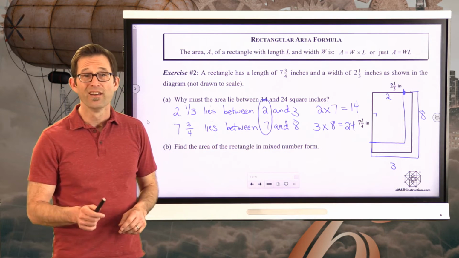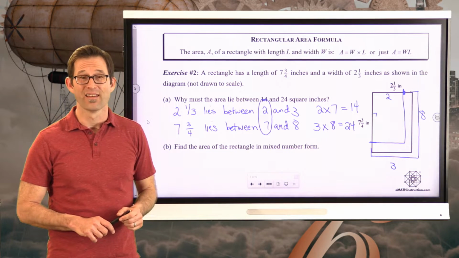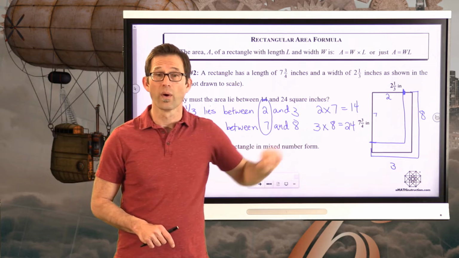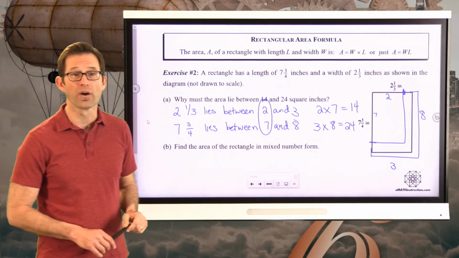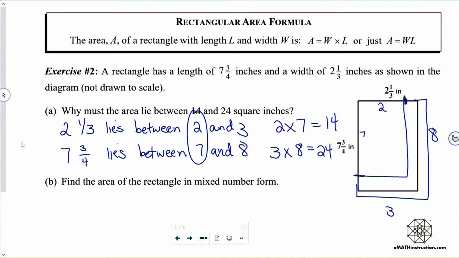And that's important because our answer is going to be a little messy. And if it's not between 14 and 24, then we know we must have done something wrong. So let's take a look at letter B. Find the area of the rectangle in mixed number form.